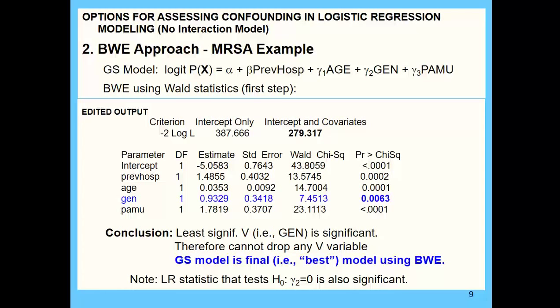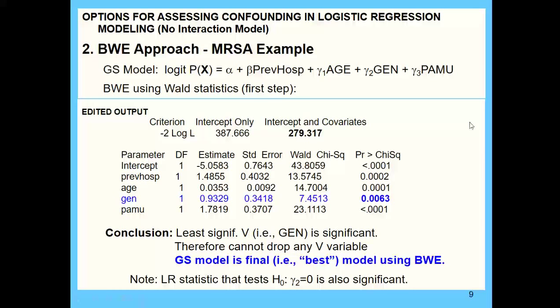It's significant. So what does that mean if I was using this approach? Since the least significant is significant, I can't drop it. So using the backward elimination approach, I keep the gold standard model. I don't drop anything. That's a different answer than what you would get with the all possible subsets approach. So I'm telling you, you don't necessarily get the same answer.